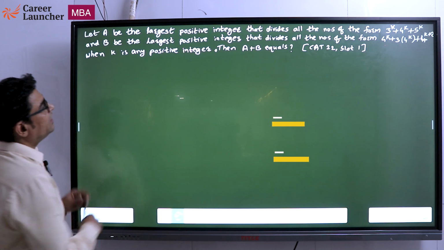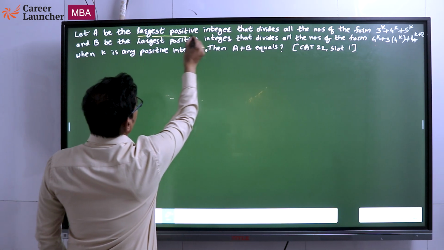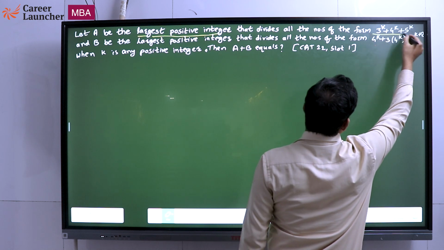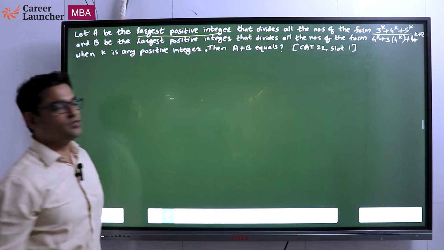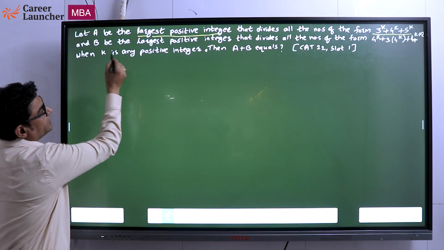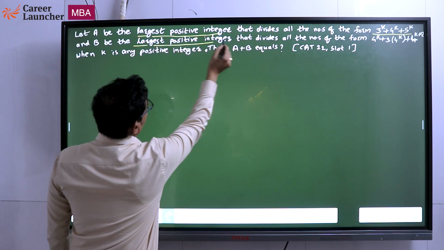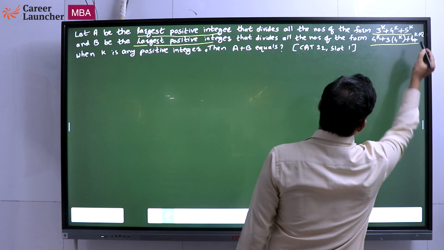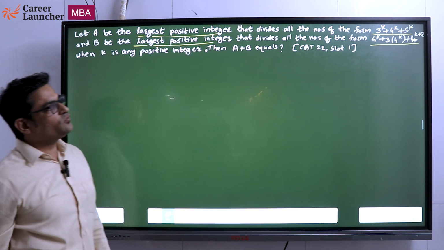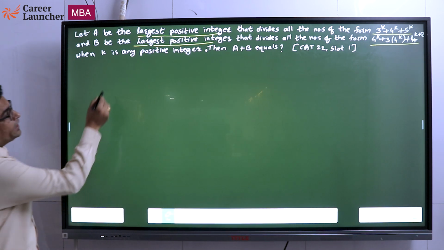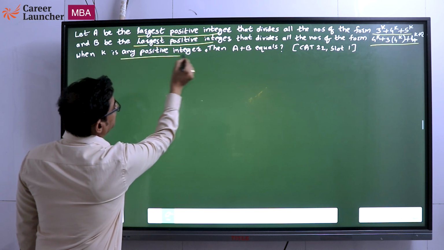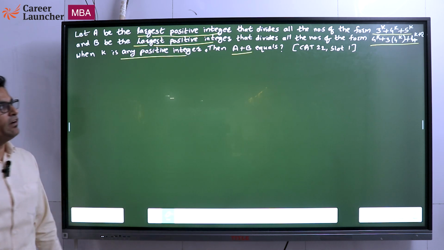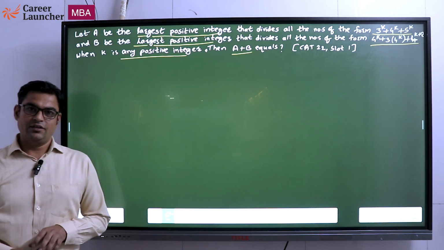Let A be the largest positive integer that divides the numbers of the form 3 power k plus 4 power k plus 5 power k. Let B be the largest positive integer that divides all the numbers of the form 4 power k plus 3 into 4 power k plus 4 power k plus 2. When k is any positive integer, then A plus B equals? CAT 22 slot 1.